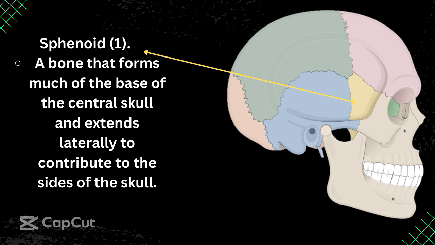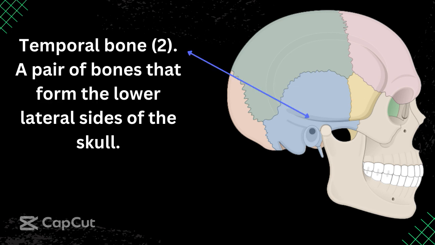Sphenoid. A bone that forms much of the base of the central skull and extends laterally to contribute to the sides of the skull. Temporal bone. A pair of bones that form the lower lateral sides of the skull.